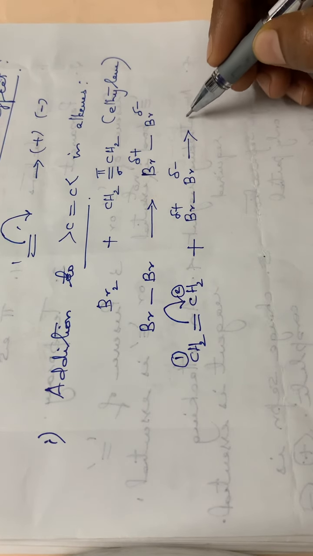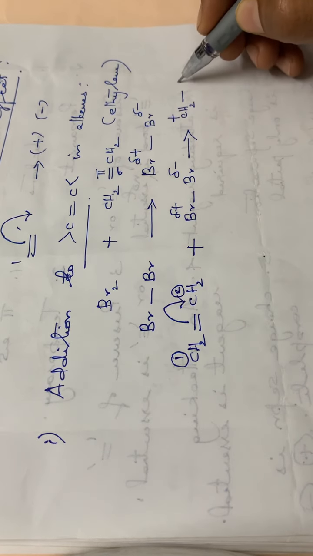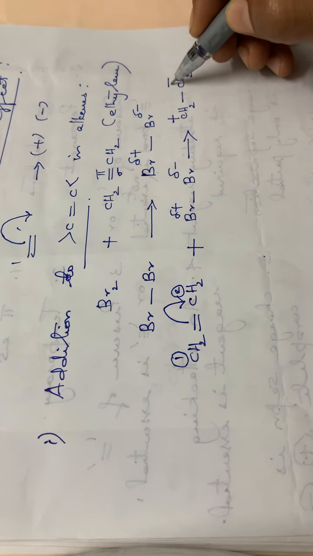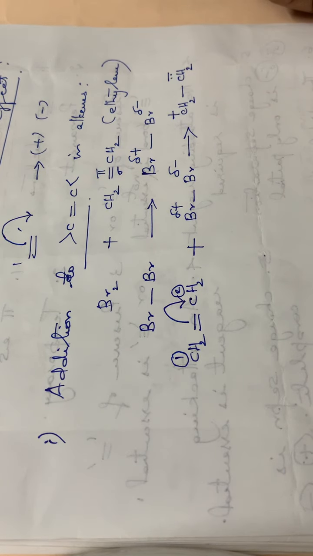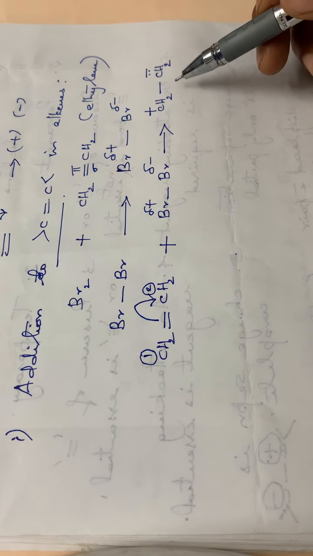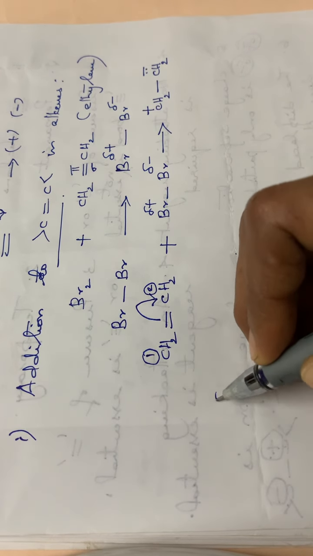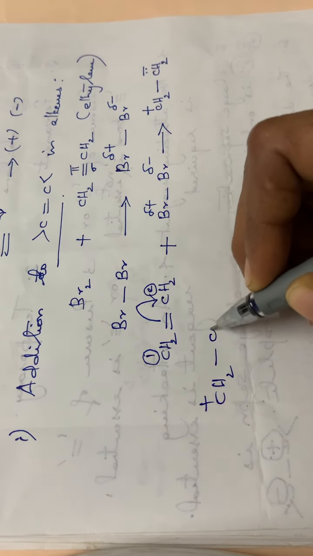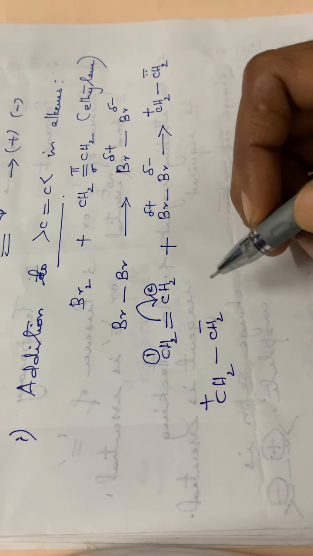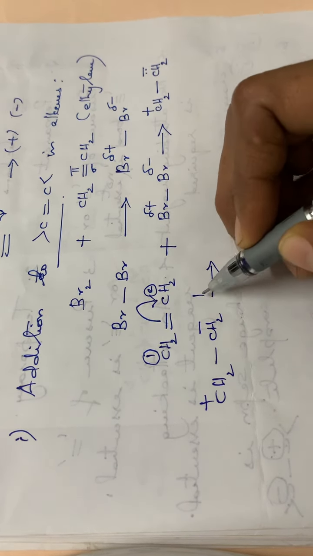So the first carbon will get a positive charge. Then one sigma bond is there. Then the second carbon atom has a negative charge with 2 electrons. Then to this molecule, Br plus will be added. I am writing this molecule as CH2 plus, single bond, CH2 minus. To this, first of all I am adding the Br positive, that means the bromonium ion.